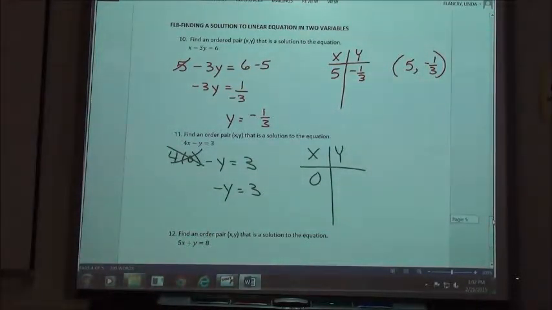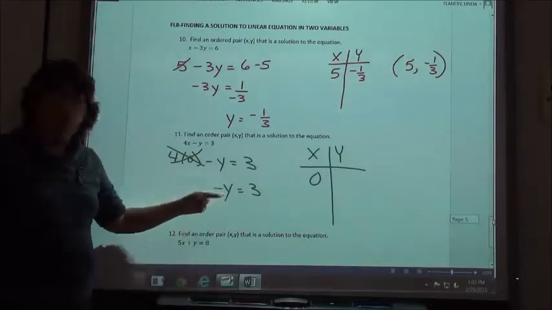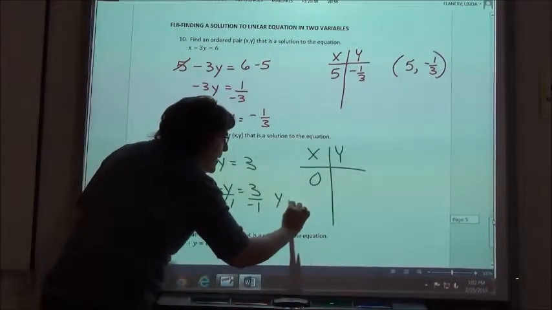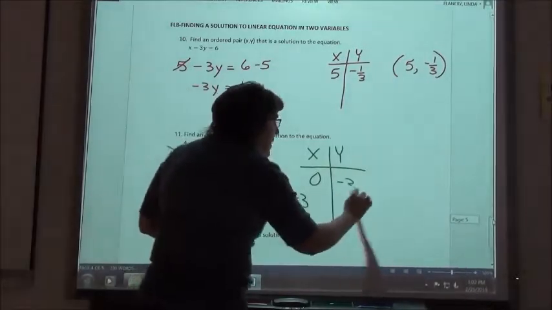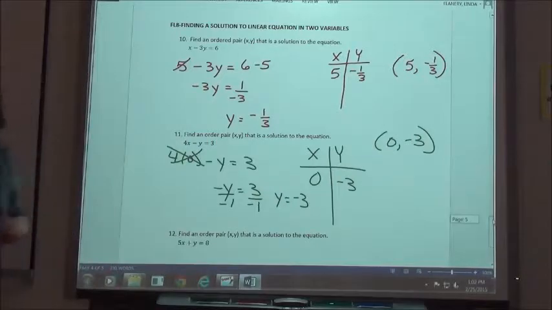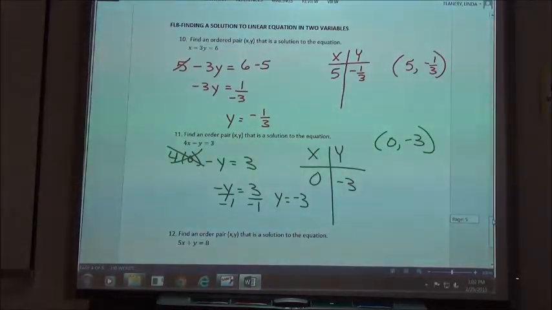Now if I solve that, what do I still have to do? Divide by negative 1 to get rid of that negative sign, right? Because this is negative 1y. So y equals negative 3. That's one of my millions of possible answers.